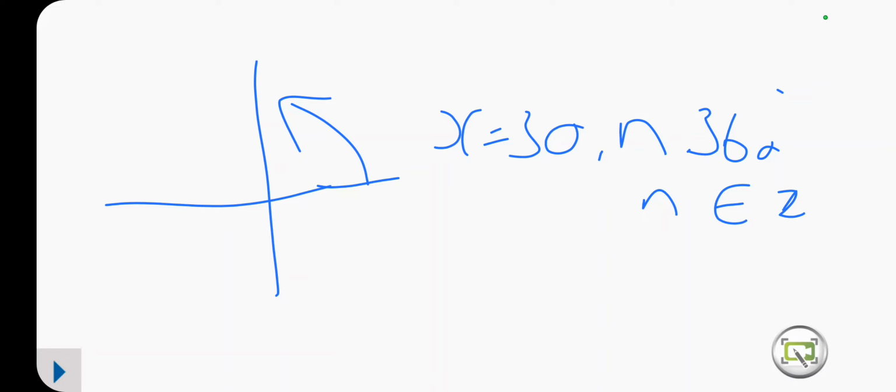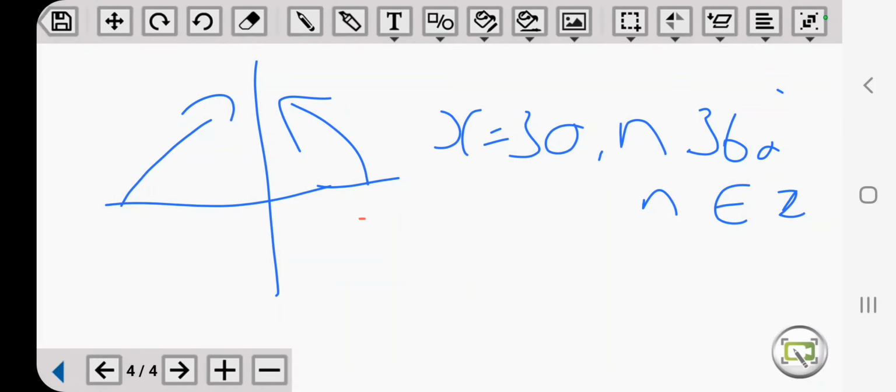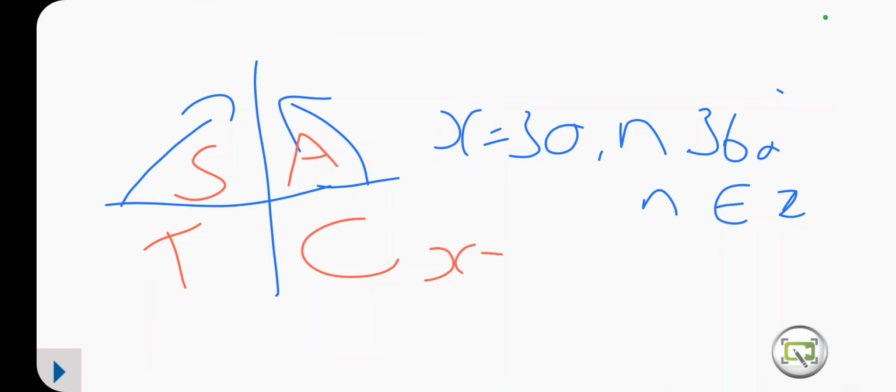Alright, let's move on to quadrant 2, because sine is positive in quadrant 2 as well. There you go. Let's just have a look before we continue. In this quadrant, cos is positive, all of them, sine and tan will be positive. Alright, getting back to sine. So sine is positive in quadrant 2, which means it is 180 minus our reference angle, that was 30. So 180 minus 30 is 150 degrees.